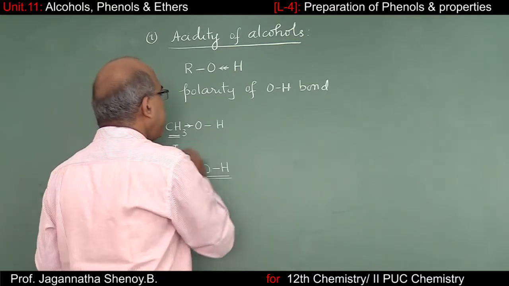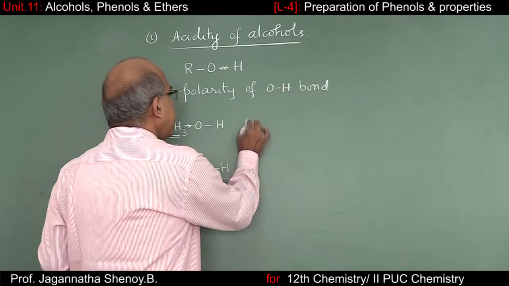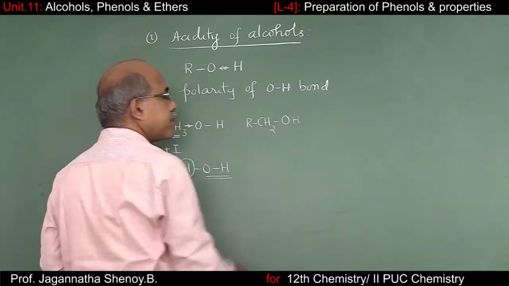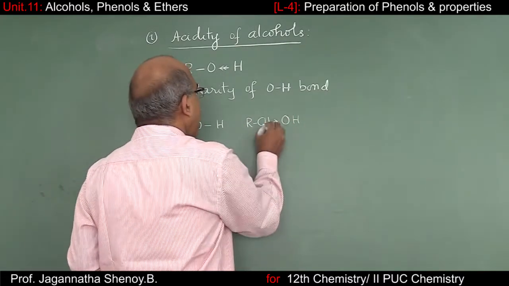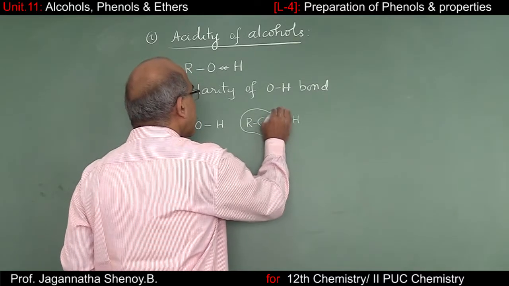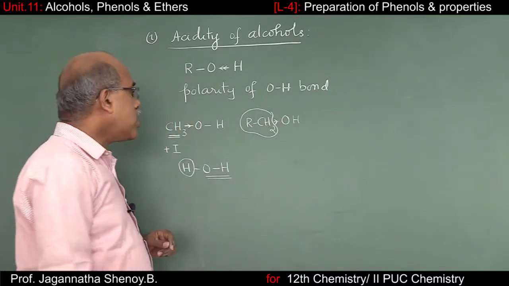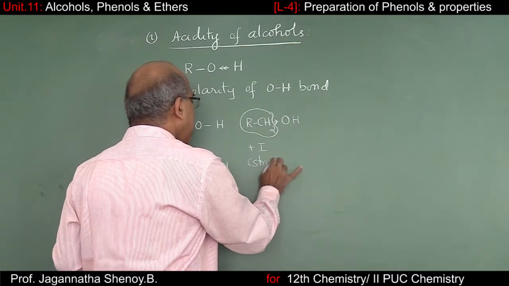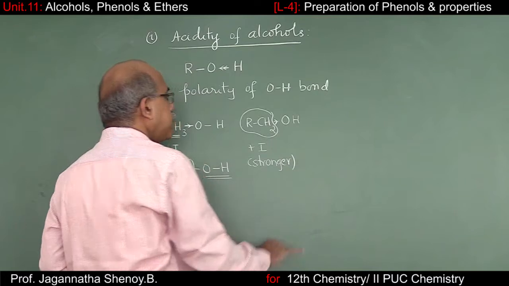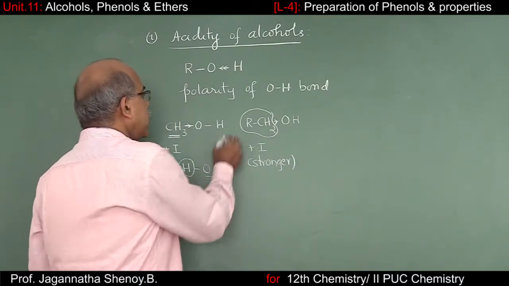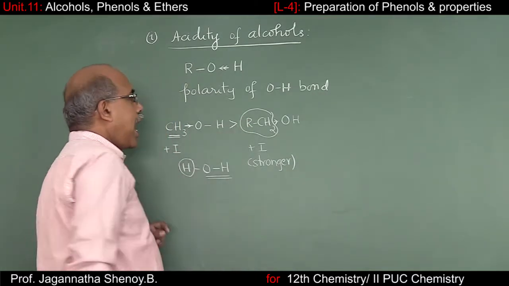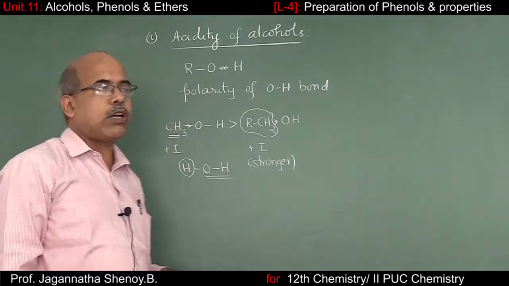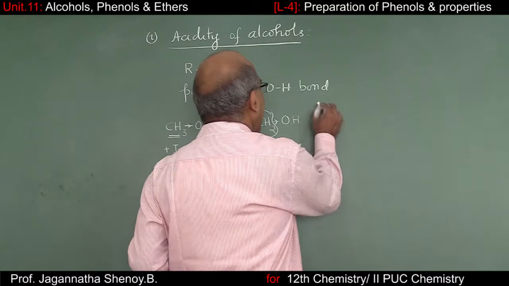Now, I'll move over to a primary alcohol. When I say primary alcohol, you have RCH2OH. In this case, the RCH2 group has a stronger plus I effect. As a result, what should happen to polarity? The polarity of the OH bond should decrease, or in other words, the acidic nature of primary alcohol should be less than that of methanol. I'll move over to secondary alcohol.